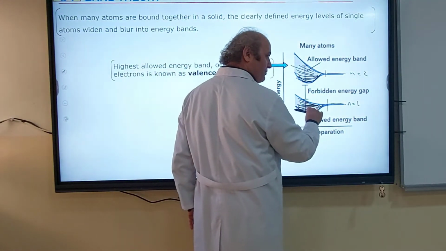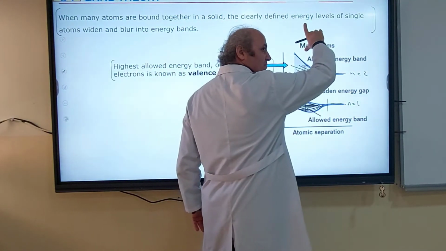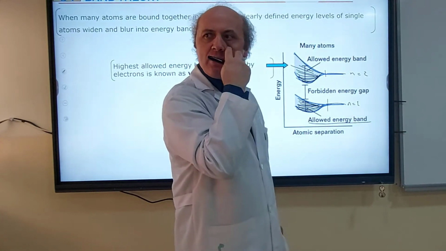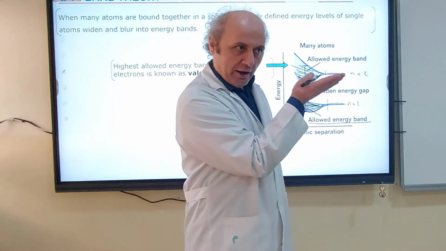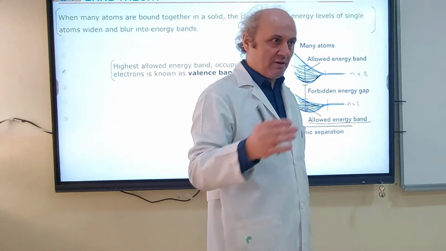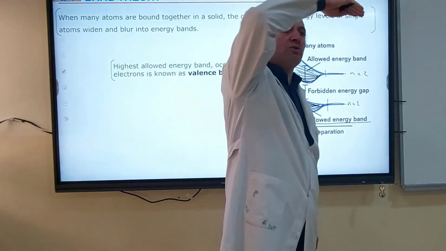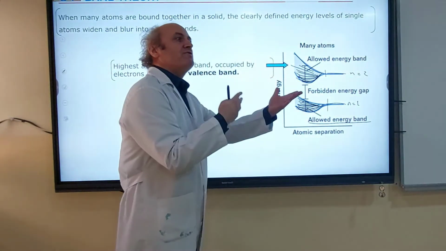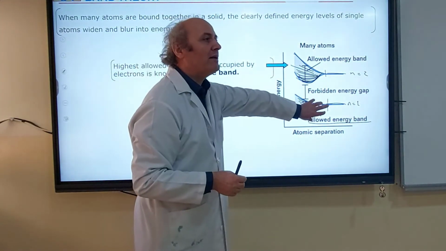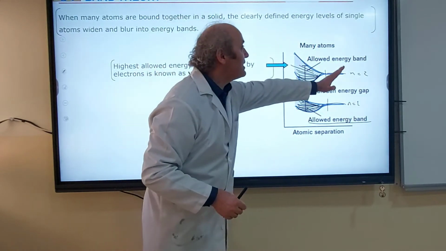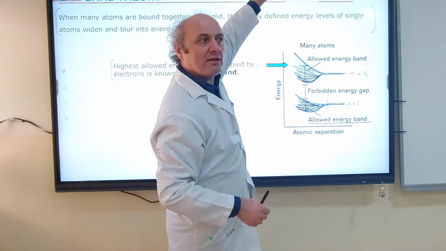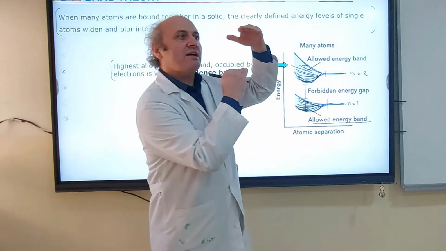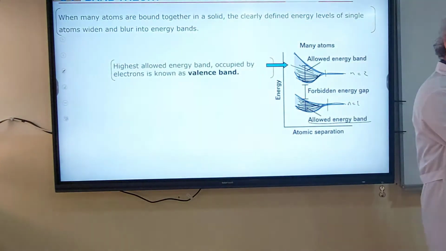First energy band, second energy band, third energy band, just like in the Bohr model, where we have lower energy levels. n equal to 1, the first and lowest energy level. n equal to 2, the second energy level. n equal to 3, the third energy level for a single atom. But now, instead of energy levels, we have bands: first energy band, second energy band, third energy band, fourth energy band, and so on.